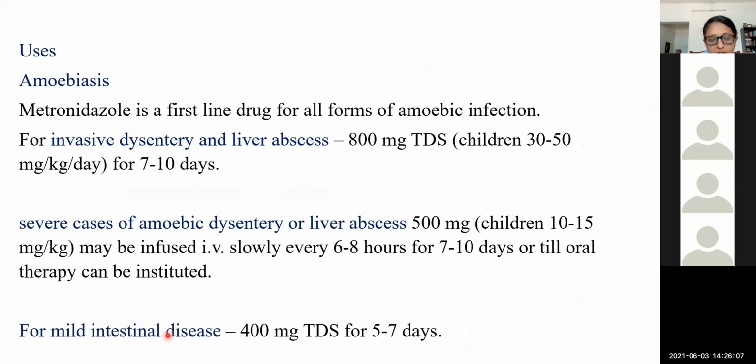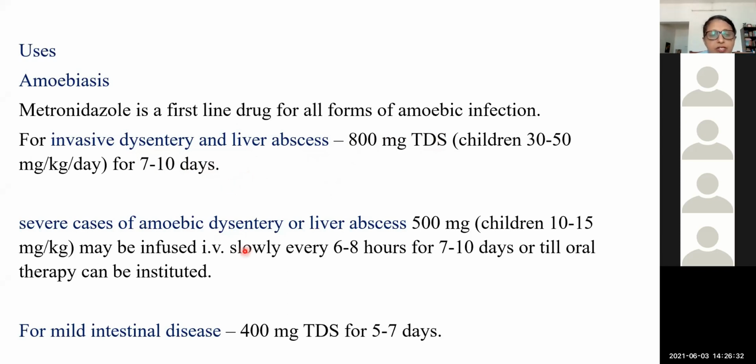There is intestinal disease, then amoebic dysentery and liver abscess, and invasive dysentery, liver abscess. So there is intestinal disease as well as extra-intestinal disease. Amoebiasis, it is there. For invasive dysentery, that is extra-intestinal, and liver abscess, usually we will give 800 milligram TDS for 7 to 10 days.